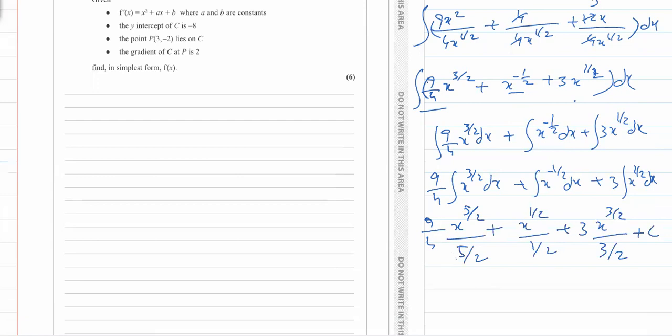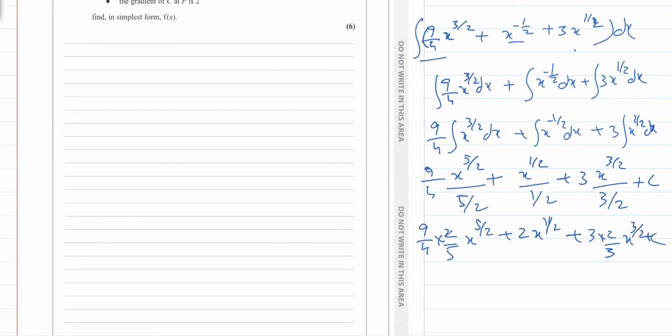So now simplify this one. It will become 9 over 4 into 2 over 5, x^(5/2) plus 2 over 1, x^(1/2) plus 3 into 2 over 3, x^(3/2) plus c. So finally we are going to get 9 over 10 x^(5/2) plus 2x^(1/2) plus 2x^(3/2), plus the constant of integration. That is the simplest form that we have.